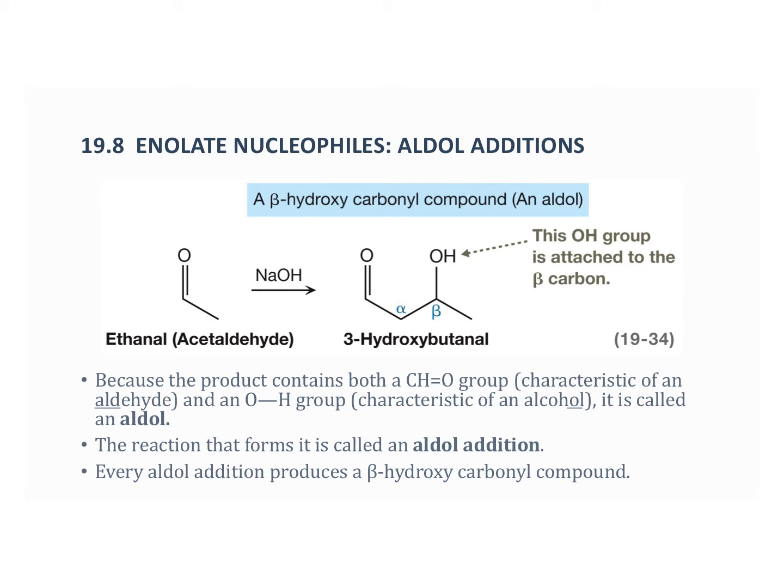I also want you to notice that the carbonyl and the hydroxyl groups in the product are separated by those two carbon atoms. That means this is also classified as a beta hydroxy carbonyl compound. So we can call it an aldol, or we can call it a beta hydroxy carbonyl compound. And this is just the general form, of course, of any aldol addition product. And every aldol addition product is going to produce that beta hydroxycarbonyl compound.